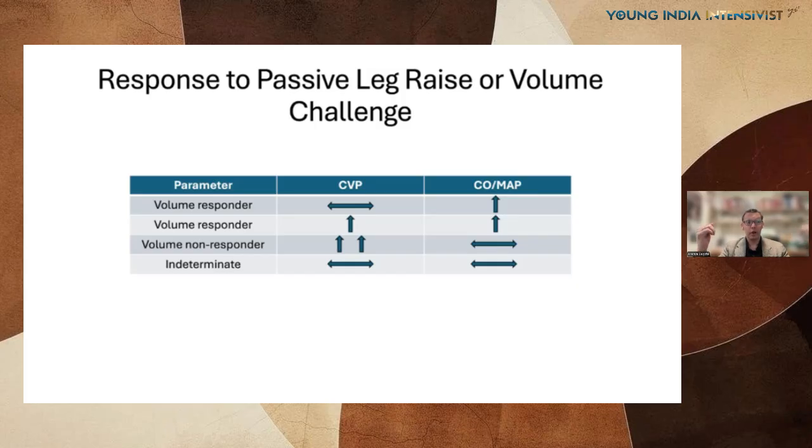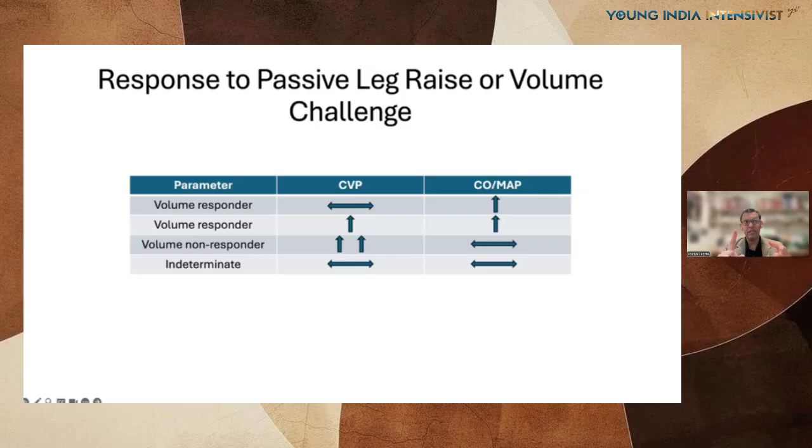If you're a volume non-responder, and this is again a good use of the CVP, your CVP goes up and your cardiac output does not. Say your CVP was 8, now your CVP is 14 at the end of a 250 ml volume bolus, and your cardiac output or MAP are the same. This patient is definitely not a volume responder.